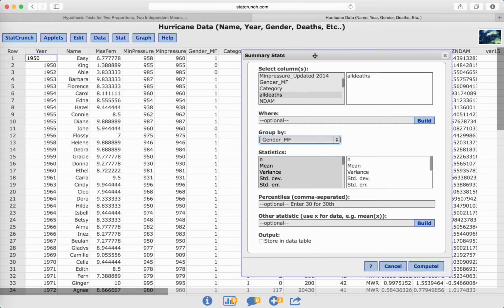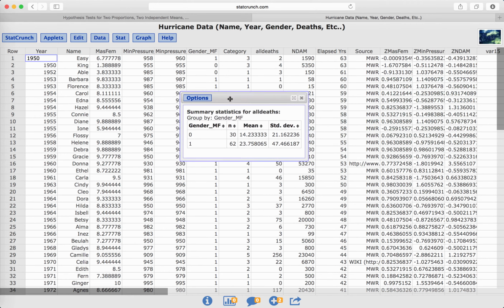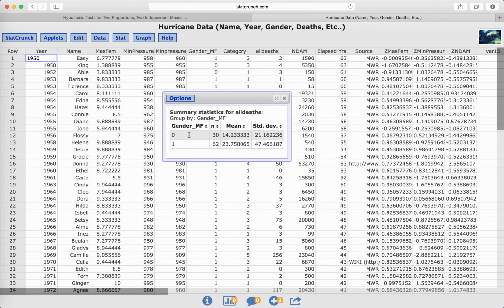So I'm going to group by, and since technically this is a number being used as a category, right? We're categorically putting these hurricanes into groups, whether it's a 1 or a 0, whether it's a female or a male name. So that's what I'm grouping by. I want the number, the mean, and the standard deviation for each. I'll hit compute, and here we go. We have these values. Remember, 0 is for the male names, and 1 is for the female names.